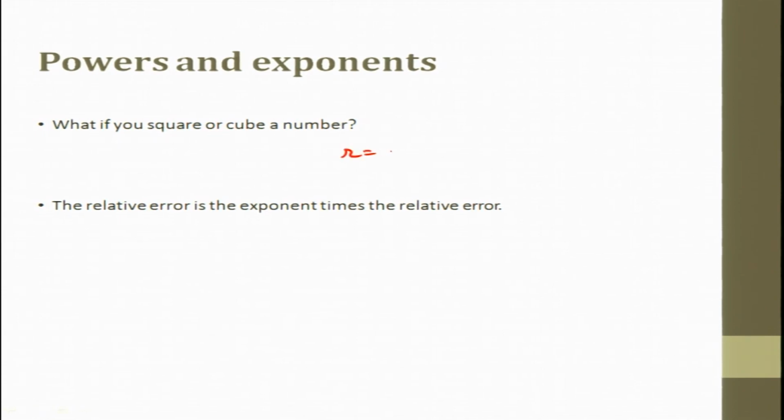For instance, if r is equal to x power n, the relative error is the exponent times the relative error. So here we will just take the relative errors only. We are working in a kind of taking log of this. So we will use delta r by r is equal to n times delta x by x, absolute values. What we need to do, we need to calculate the error and we need to correct the instrument.